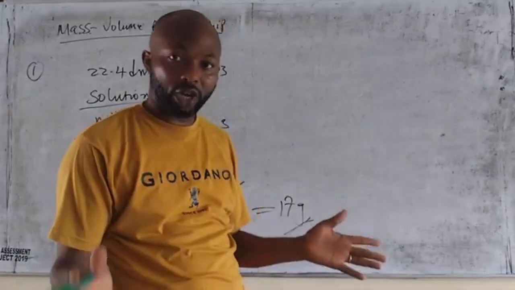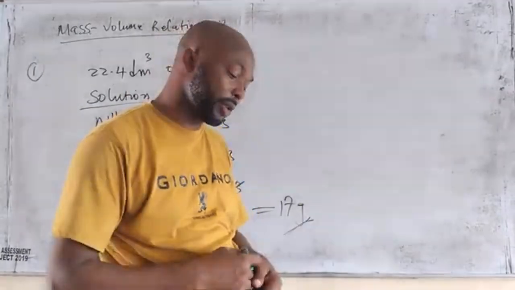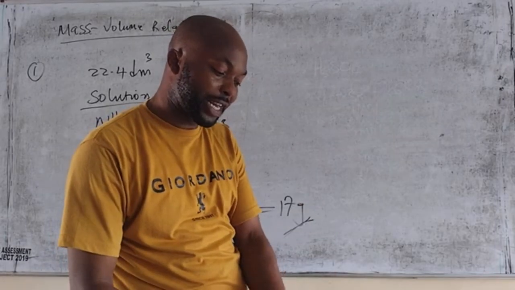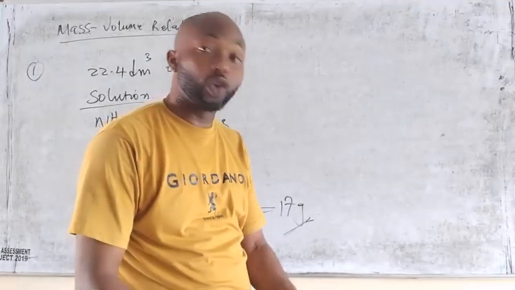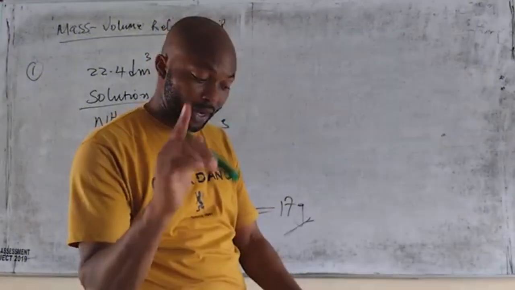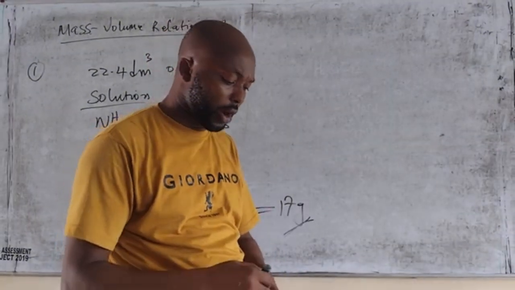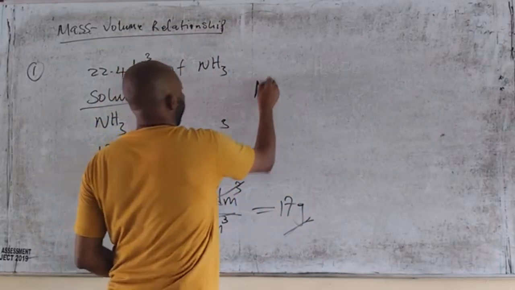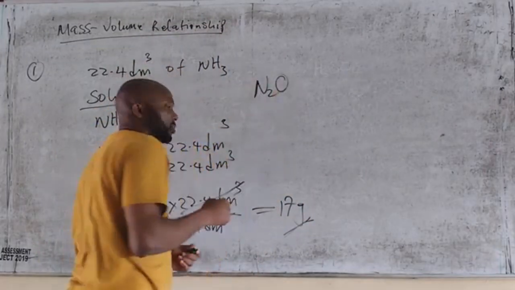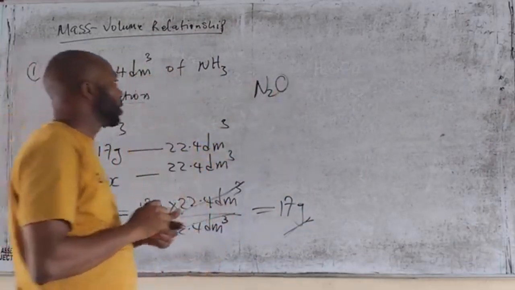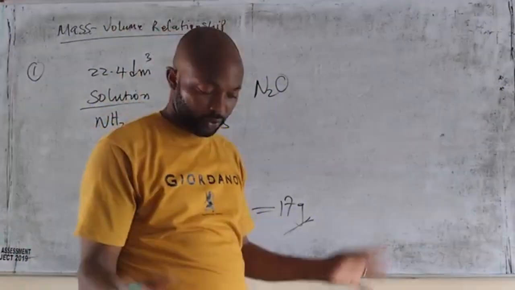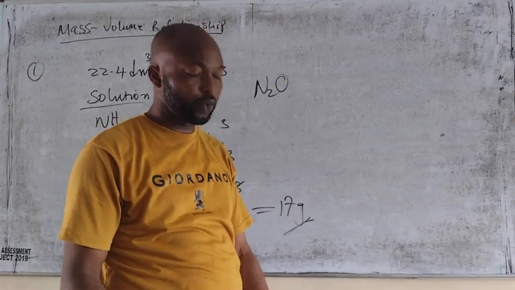Now, this is your assignment, alright? Calculate the mass of 22.4 dm cube at STP of chlorine molecule, that's 1. 2, dinitrogen oxide, which is N2O. So when you calculate these two, you're done. That's the assignment. So we're going to be stopping here.